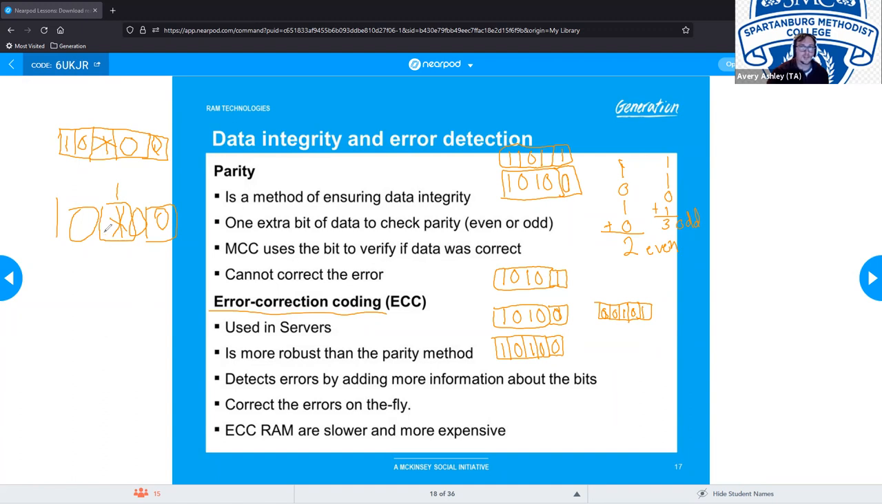Makes sense. So parity sends it back and says basically resend. Error correcting corrects on the fly, but only for a single bit. Parity will come up again, just so you know, but in a different respect. But we wanted to give a breakdown as to what parity is for the moment.